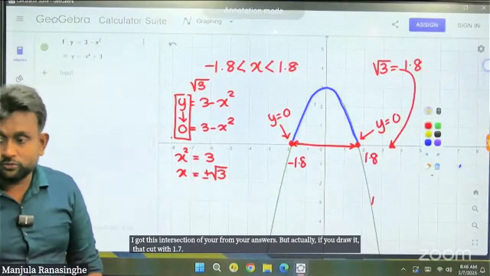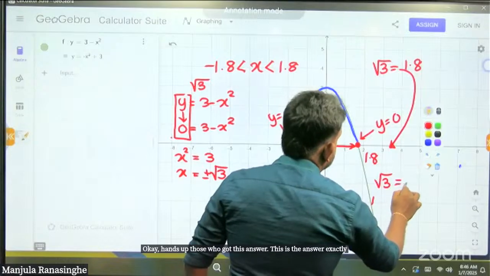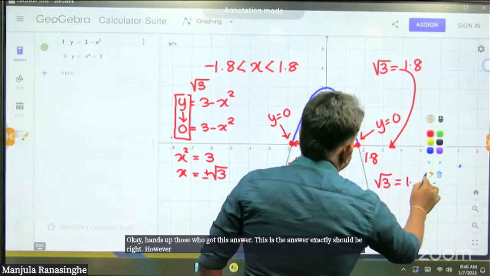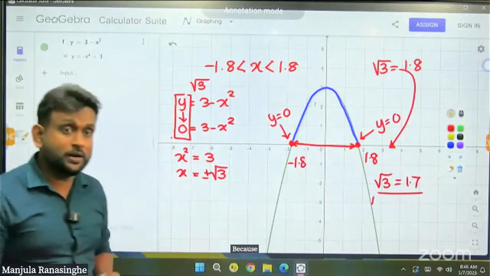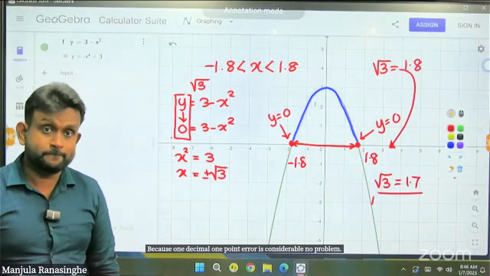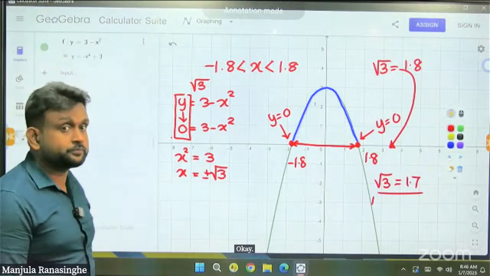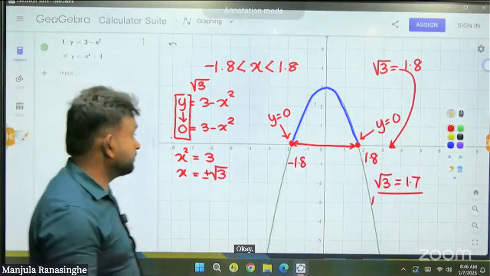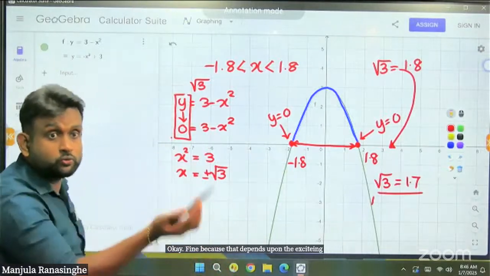Okay, hands up those who got this answer. This is the answer exactly it should be, right? However, I will consider this answer because a one decimal point error is considerable, no problem. Okay, fine. Because that depends upon the x cutting points when you take the smooth curve.